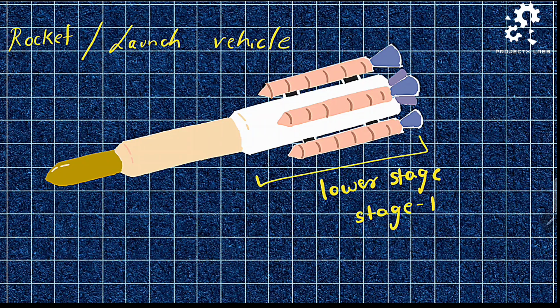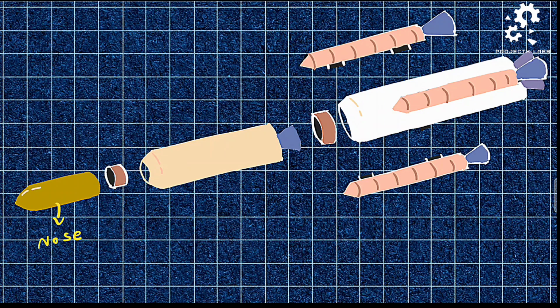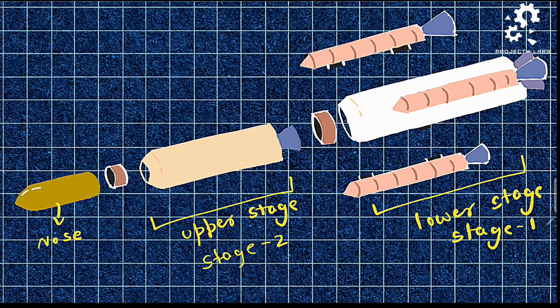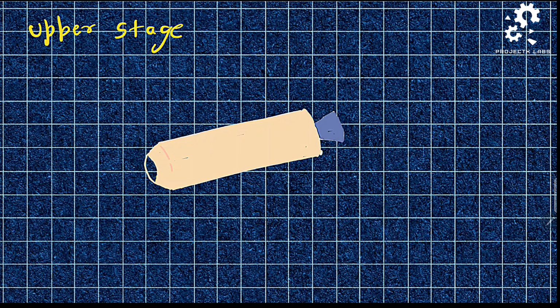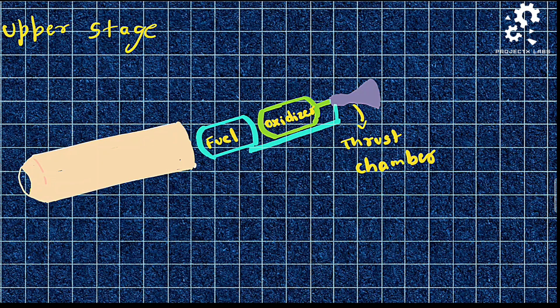After the completion of the lower stage, we will head on to the upper stage, or stage 2. Here, the lower stage and upper stage are connected by means of a structure called the interstage. Interstage also connects the nose to the other stage. The upper stage basically holds the liquid rocket engine and the working is the same as previously mentioned, but it operates at higher altitude and is a part of series staging.